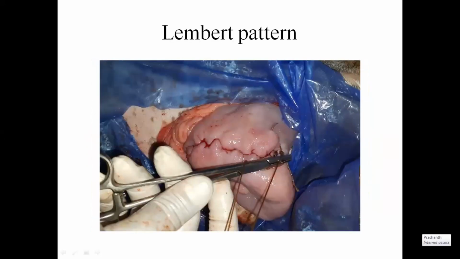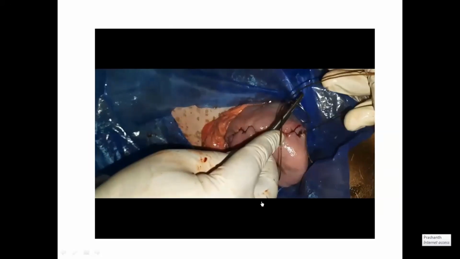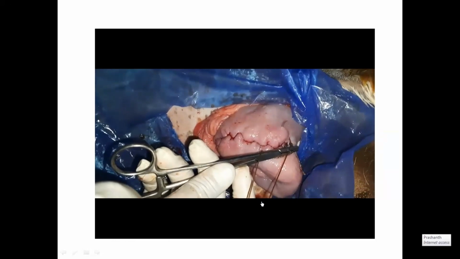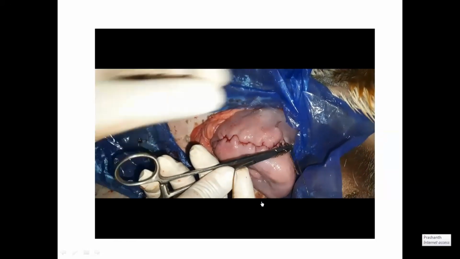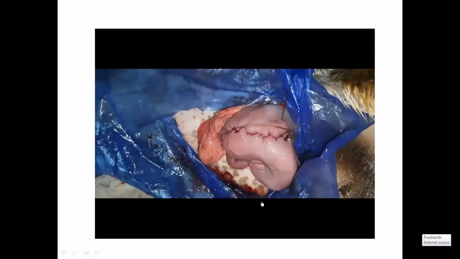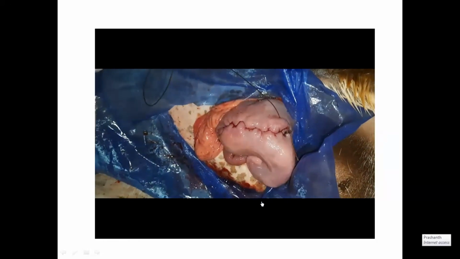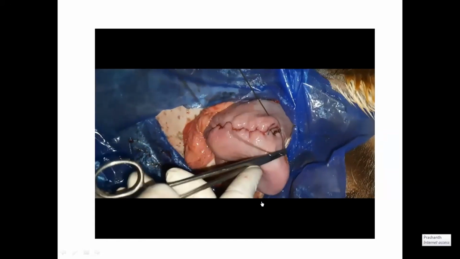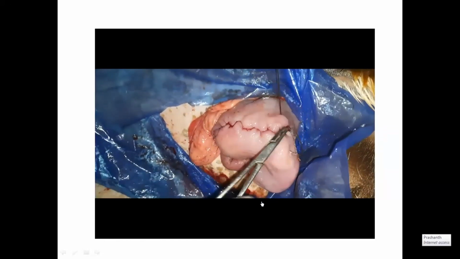Now the Lambert pattern. Here the bites we are taking are perpendicular to the line of incision. This is the line of incision, and I am taking the bite perpendicular to it. So how to do this? I am just taking the bites perpendicular to the line of incision. This will take more suture material and more time, but one layer of Cushing's and one layer of Lambert will be good. In case of Lambert suturing, more inversion will be there. So I am just doing the Lambert pattern of suturing.